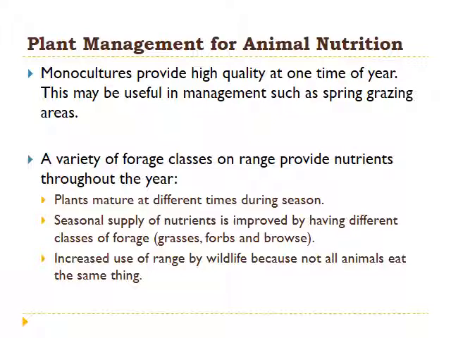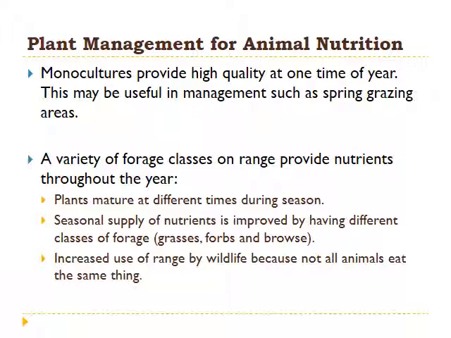But the flip side of that is that if you want to create a nutrient source throughout the whole year, you need a variety of range plants because they provide nutrients at different times of the year, and they also provide a variety of nutrients. That's because plants mature at different times during the year. And remember, young plants are more nutritious, so if you have plants that are maturing at different times of the year, they'll reach their peak nutrient value at different times of the year, and then they'll spread out the nutrient value throughout the year. So the seasonal supply of nutrients will improve by having plants that mature at different times of the year, and then also by having different classes of forage.